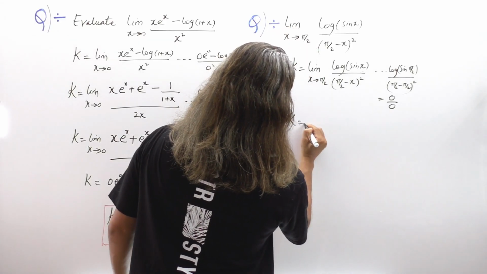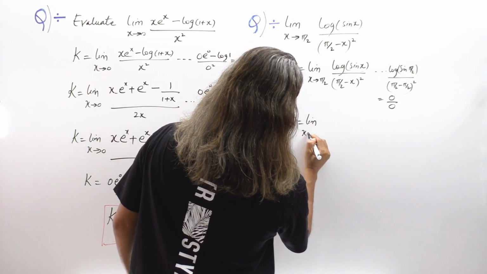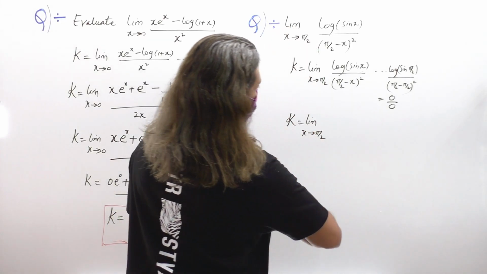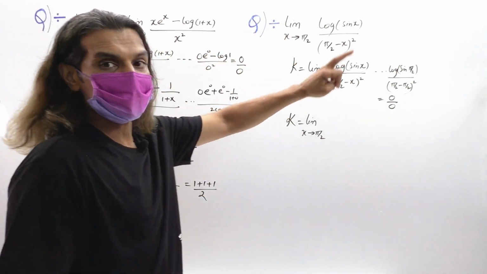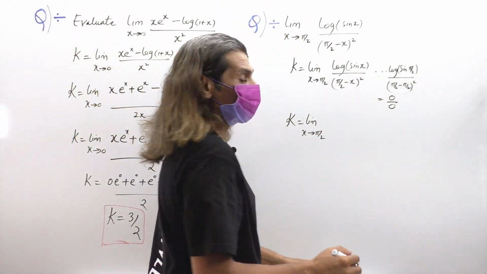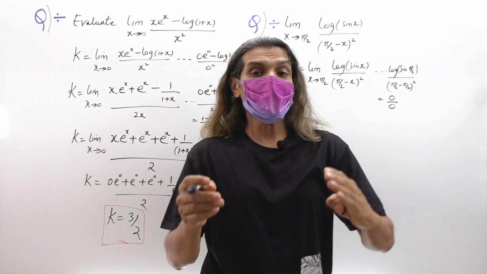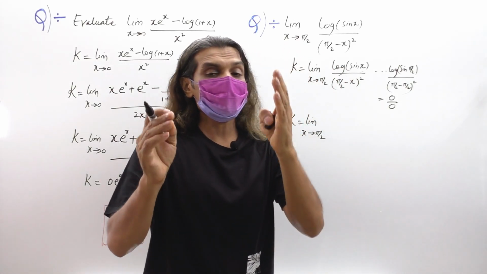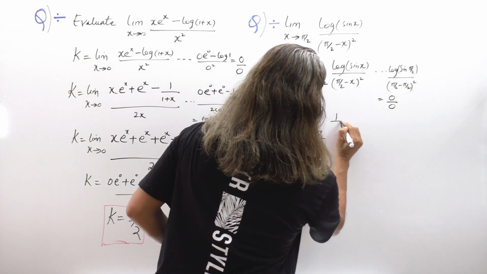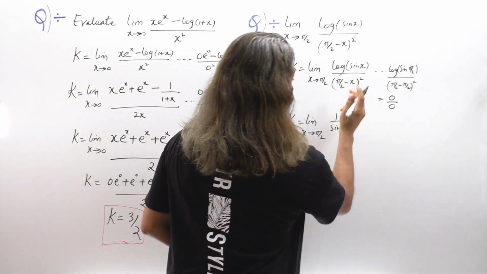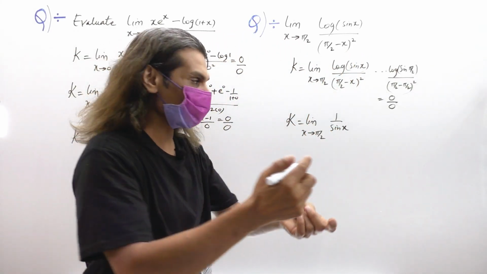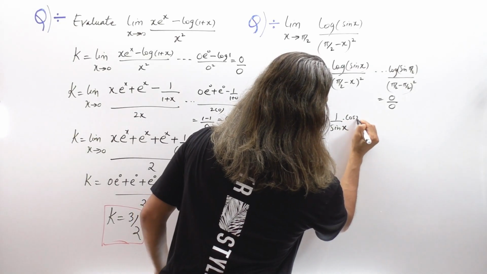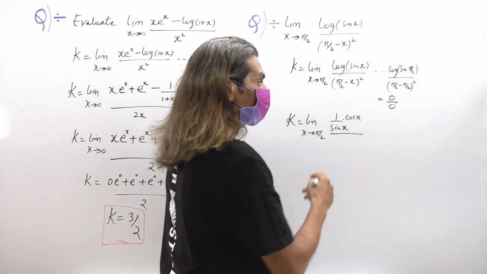So, what does it say? K is equal to limit as x tending to pi by 2, differentiate the numerator upon differentiate the denominator separately. So, differentiate log of x is 1 by x, chain rule. Log of sin x will be first log x is 1 by x. So, log of sin x will be 1 by sin x into again differentiation of sin x, chain rule, will be into cos x.